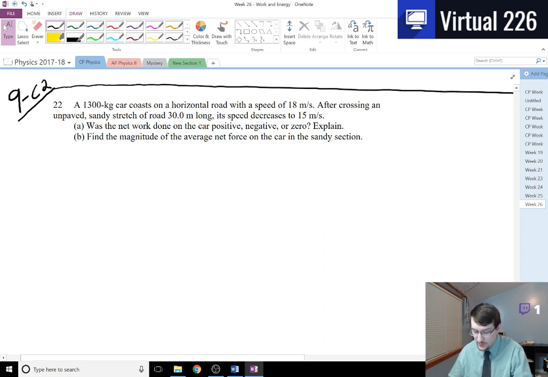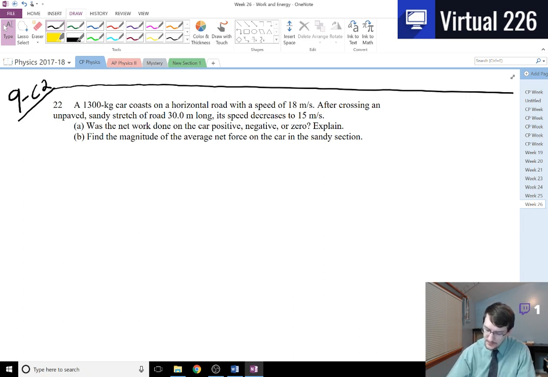What we'd like to find is what is the net work done on the car. Was that net work positive, negative, or zero? And to describe why. And then what is the magnitude of the average net force on the car in the sandy section?